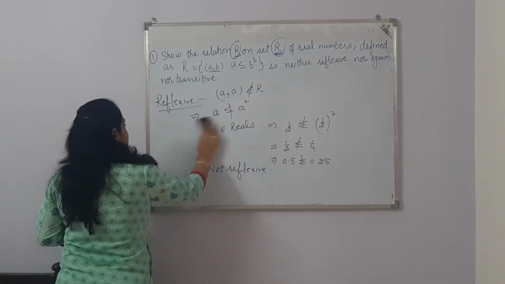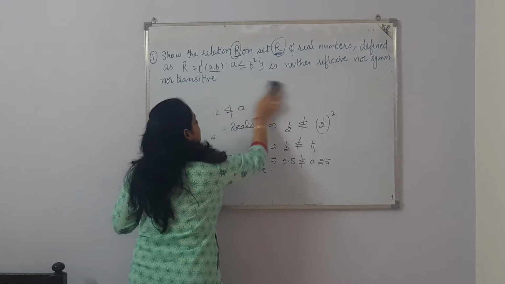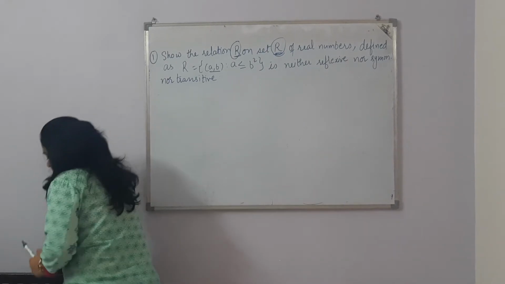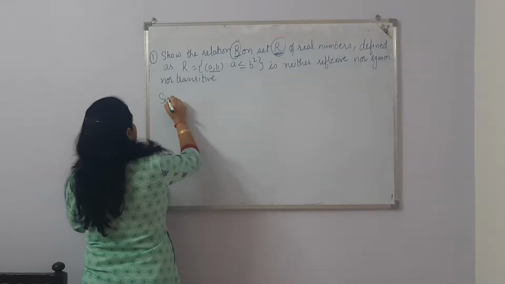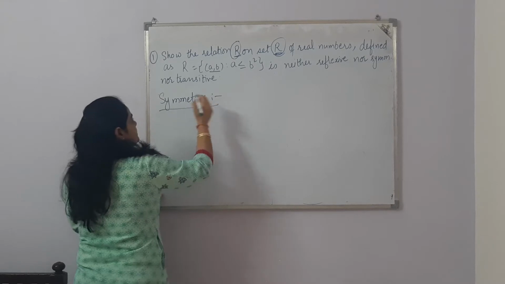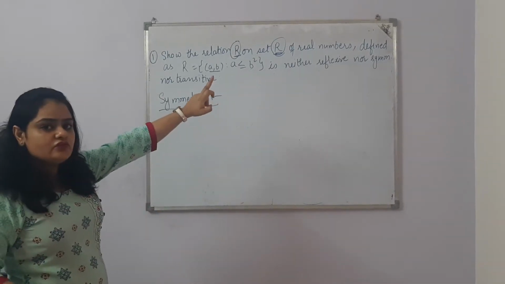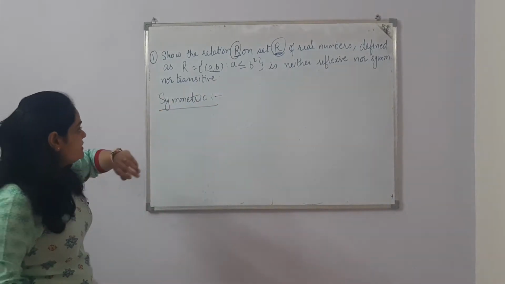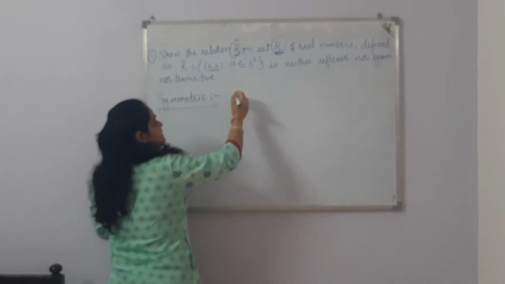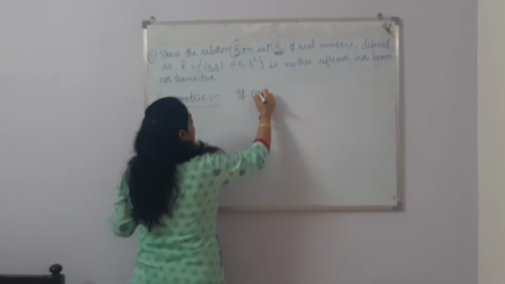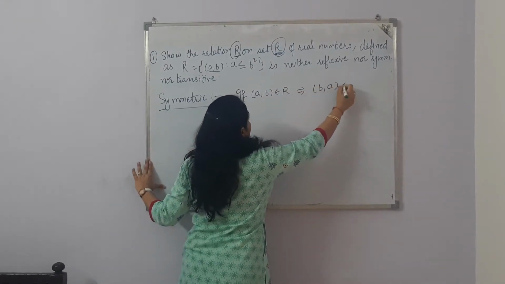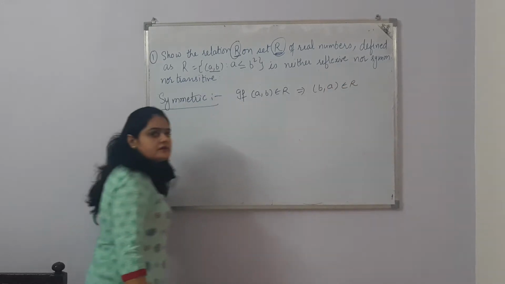Now let's take another point, which is symmetric. Again, we have to show that it is not symmetric. What is the definition of a symmetric relation? If (a, b) belongs to R, then (b, a) also belongs to R.